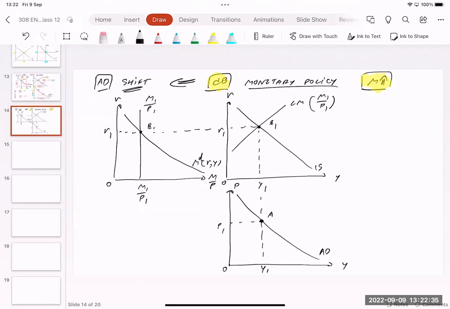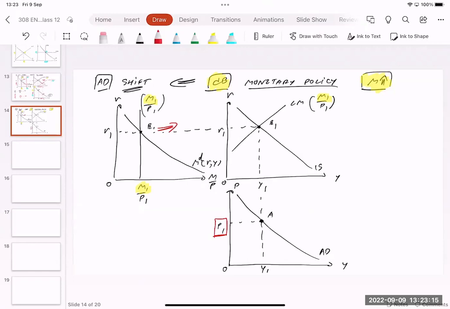The graph may look the same as the previous one, but this time we're going to focus on M: M1, M1, and M1. If the central bank uses monetary policy, for example, if they increase M, injecting more money into the economy, what does it mean? When M increases, the real money supply curve shifts to the right. But here we fix the level of P. This is the difference. In the previous slide we changed P, but this time we fix the value of P, so P is the same.